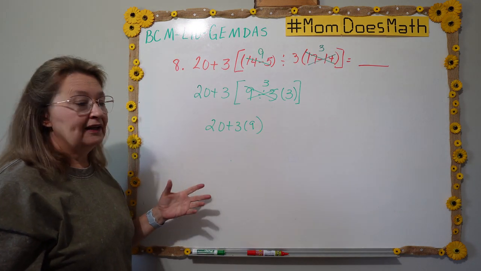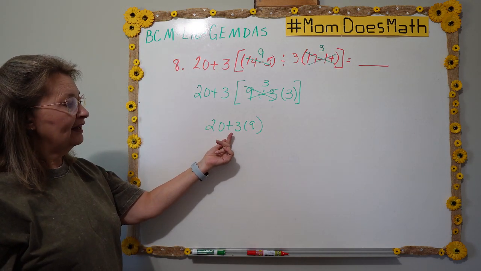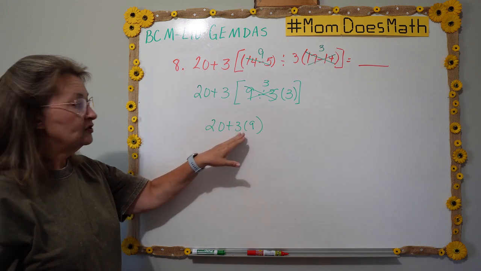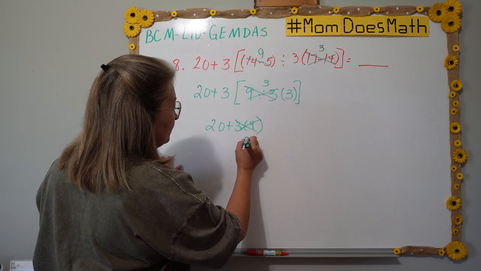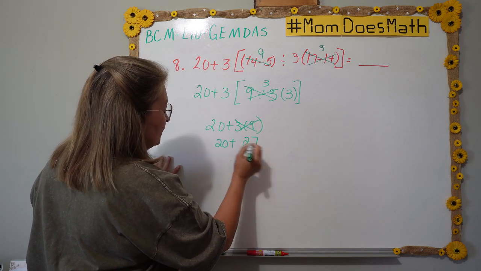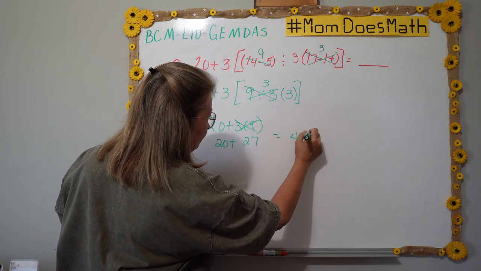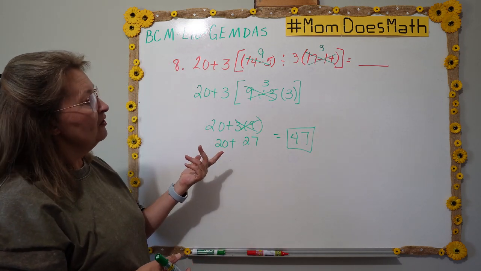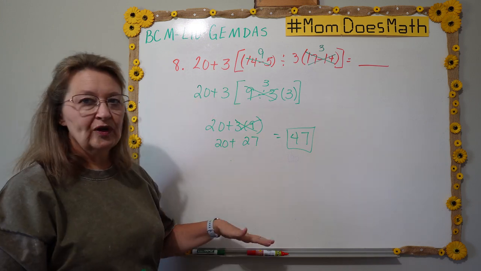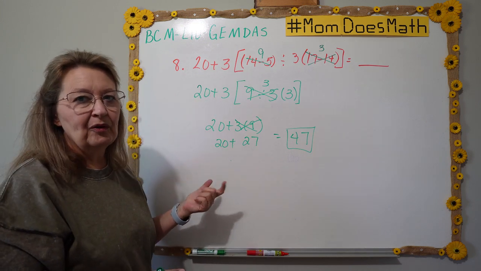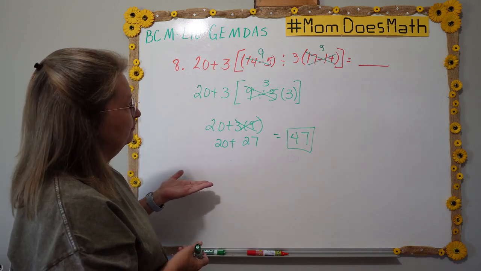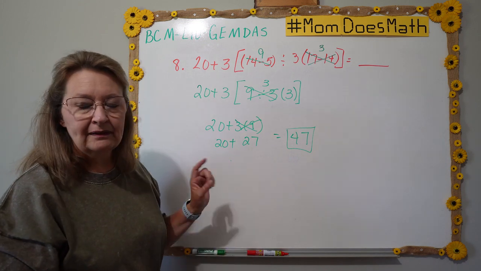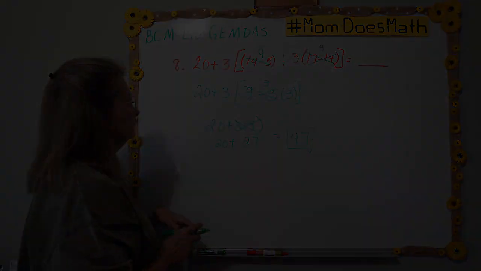All right? And a lot of times people at this point, they'll want to add the 20 and the 3 first. No, you still have multiplication to do. So we're going to do 3 times 9, which is 27. So 20 plus 27 is 47. You know, if you have problems on these, you can always go back and rework the problem. You don't usually remember the answer, but if you need some extra practice problems, drop me a comment down below and I'll see what I can do.